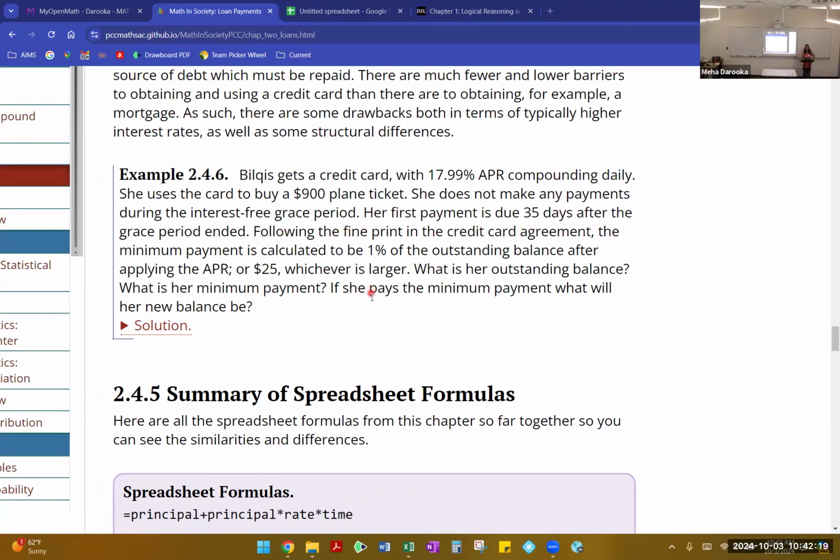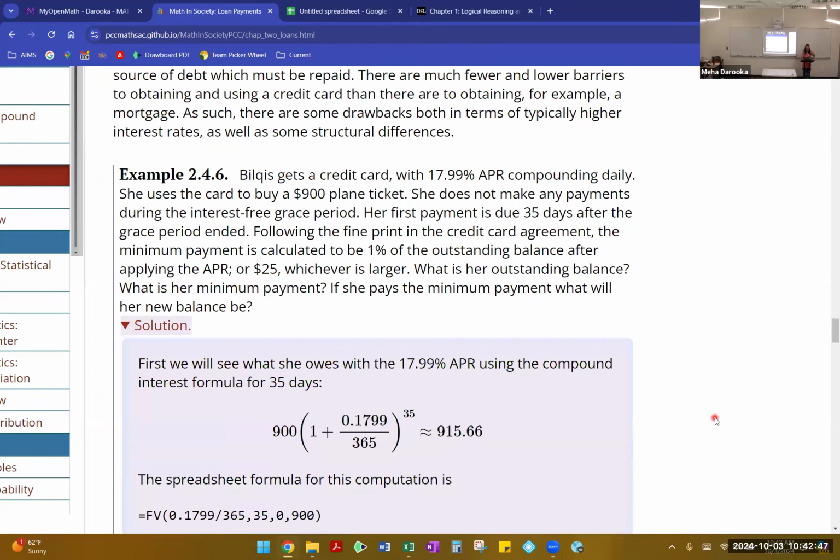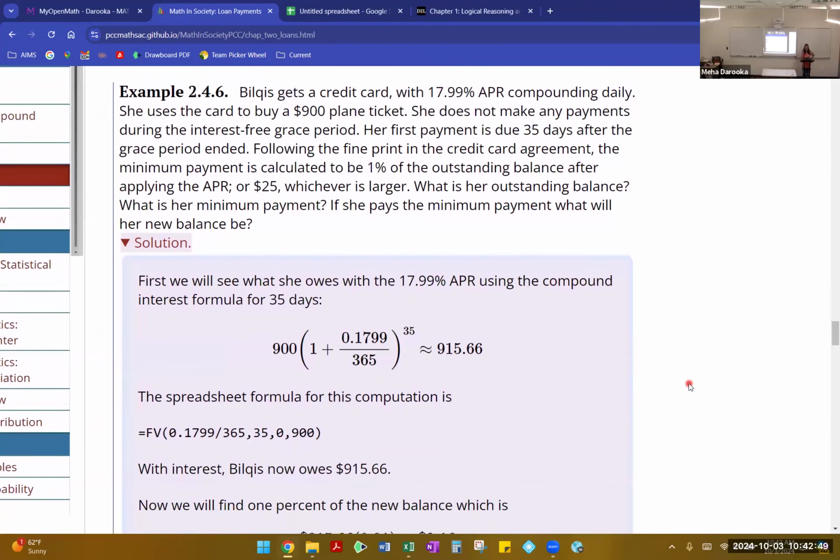So following the fine print in the agreement, the minimum payment is calculated to be 1% of the outstanding balance after applying the APR. And that can be the 1% or $25, whichever is larger. So they want to know what the outstanding balance will be, what her minimum payment will be, and if she pays the minimum payment, what the new balance will be. Lots of different things happening in there.